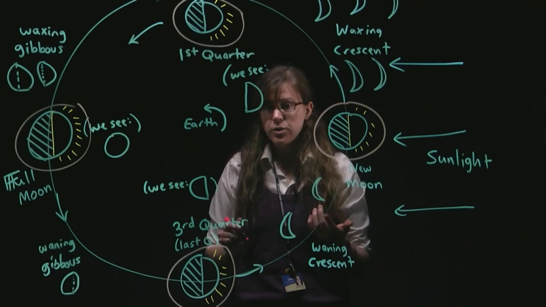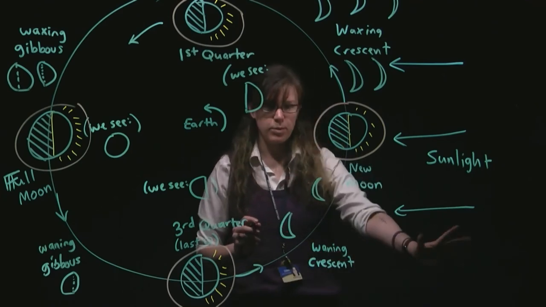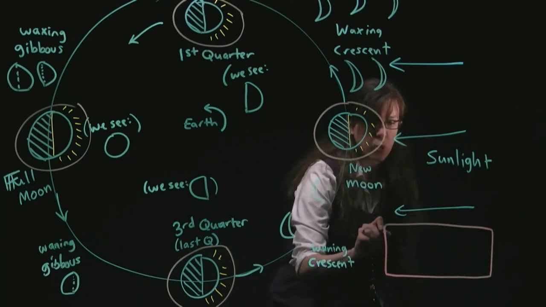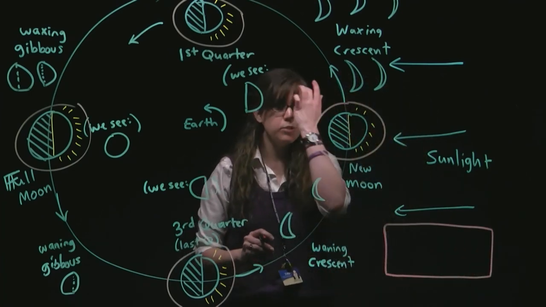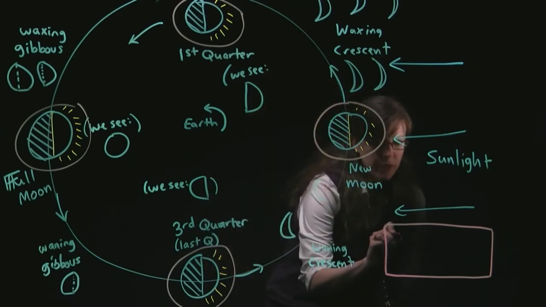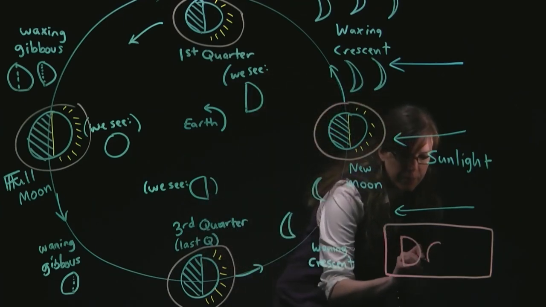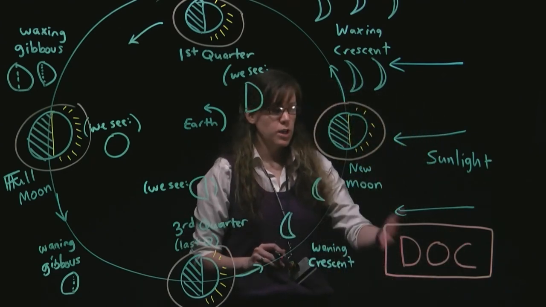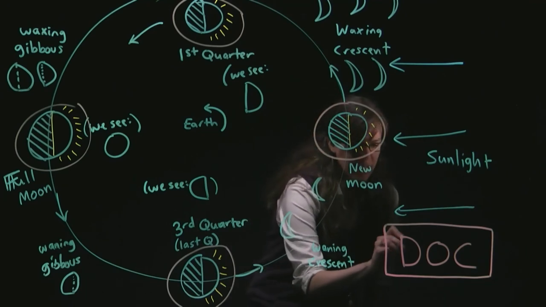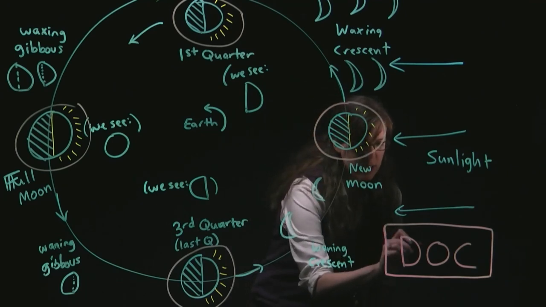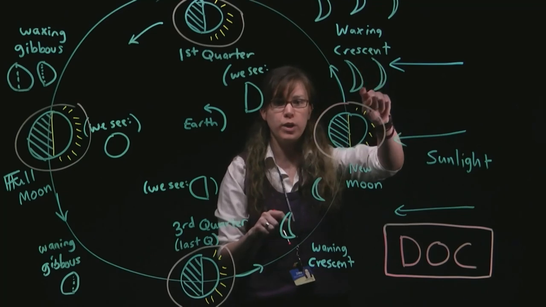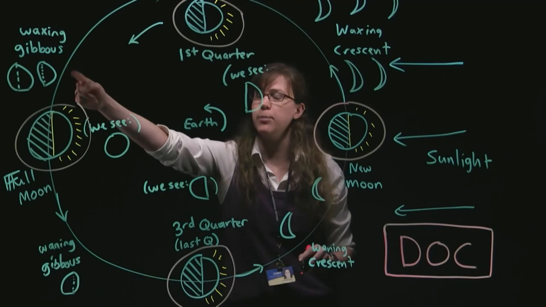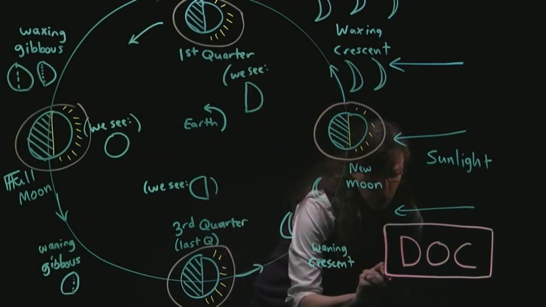One last thing I'll note, and I've almost run out of space, I'm going to put it right over here in this box, is one of the mnemonics that some students have found helpful, which is to think of the word DOC. On any moon phase where we see the right side lit up, forming that D kind of shape, same over here, that's always waxing.